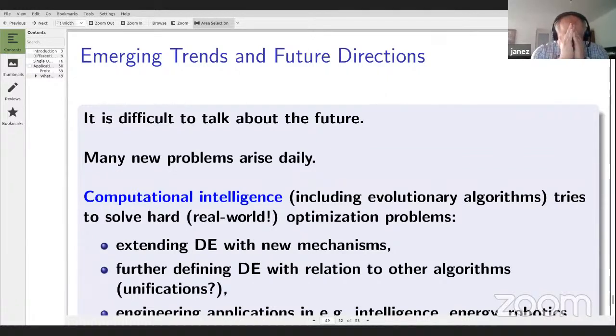with the population size, since population size is also very important in evolutionary algorithms. And there are many fields, energy, robotics, chemistry, finance, and so on, where engineering applications are very useful. And I think that DE will also survive this corona pandemic.